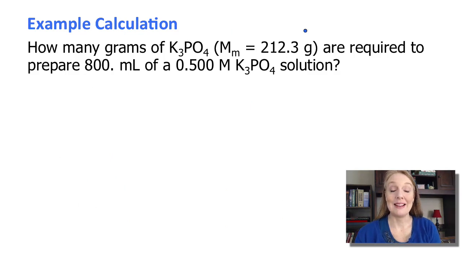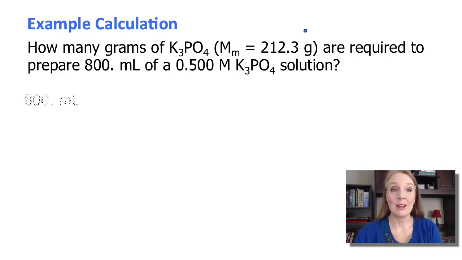What if we're not making an entire liter of solution? And what if we have a different solid? For example, how many grams of potassium phosphate, which has a molar mass of 212.3 grams per mole, are required to prepare 800 milliliters of a 0.500 molar solution of potassium phosphate in water? How would we do that calculation?